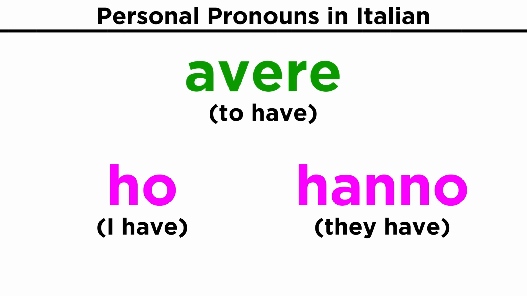You'll also notice these words, ho and hanno. These are forms of the verb avere, which means to have. Since this is one of the most common verbs, and every sentence has to have a verb, let's move forward and learn this one first.